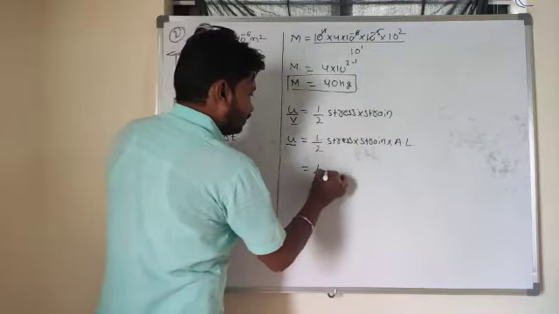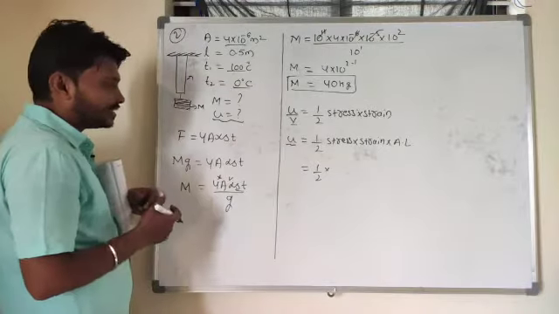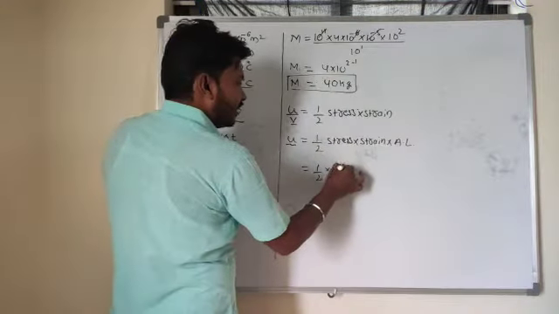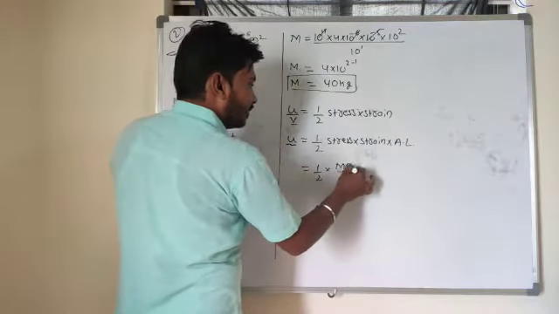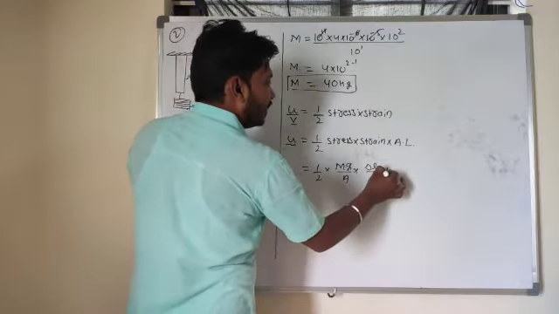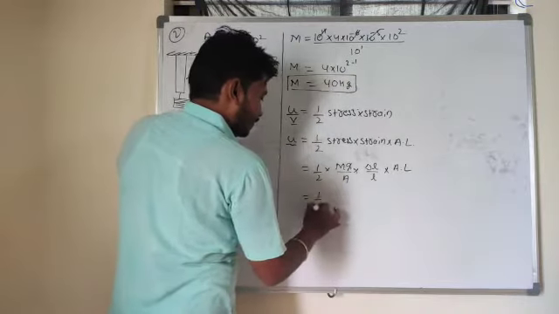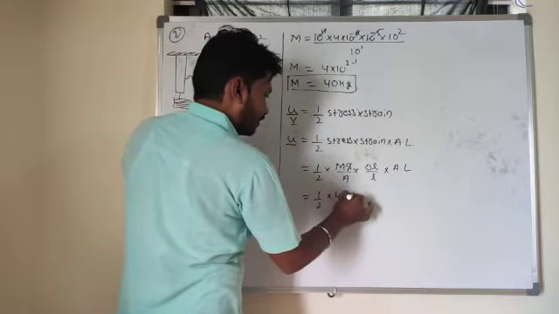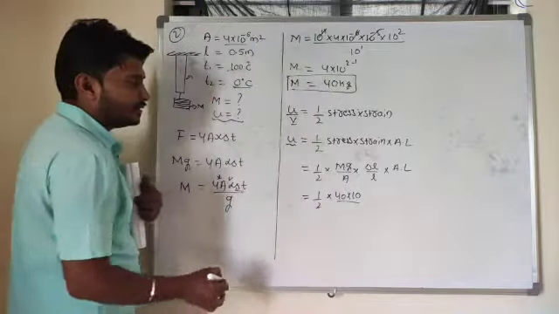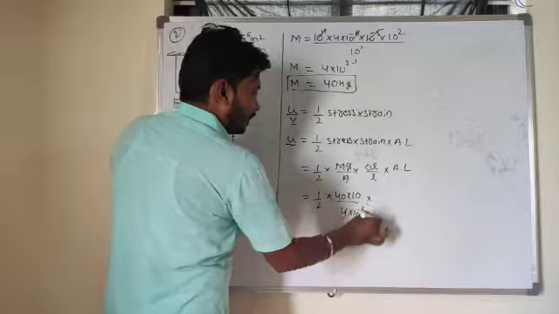So look at here. Stress is nothing but what? Force per unit area here. So what's that stress here? Force per unit area, m into g divided by A. Strain, so delta L by L here. So area into length. So substitute the value. Mass is 40 kg. Gravity value is 10. Area is 4 into 10 to the power of minus 6.